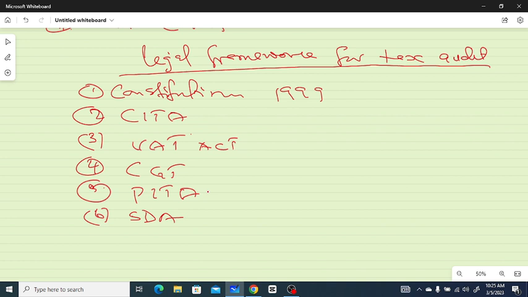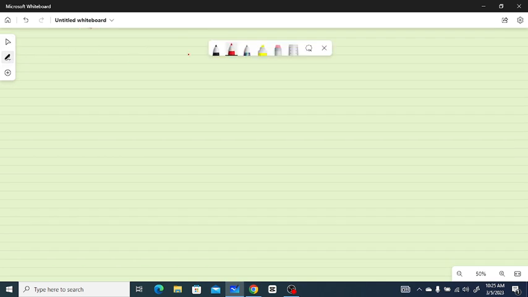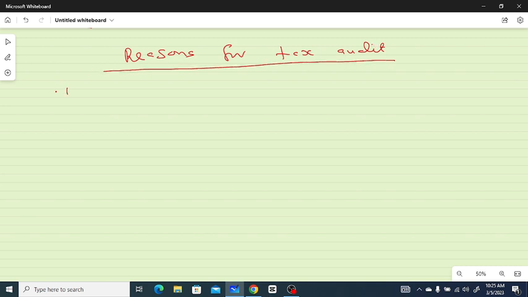And now we are going to look at reasons for tax audit. Why tax audit? The companies or enterprises are usually chosen for tax audit based on some conditions. These are reasons for tax audits.